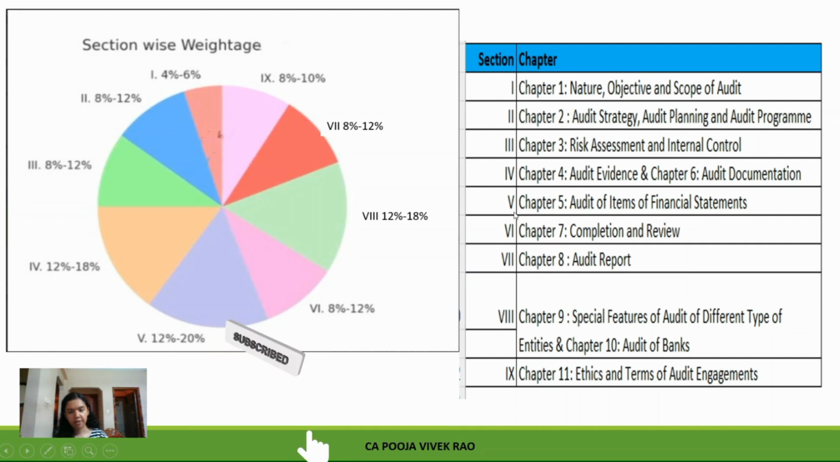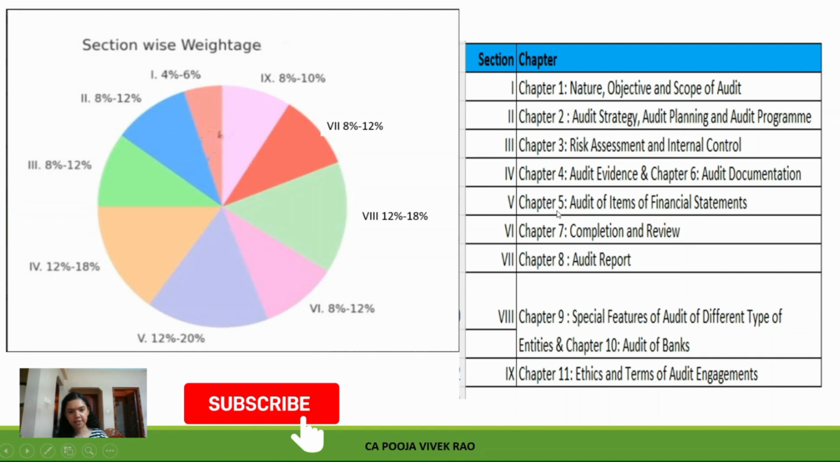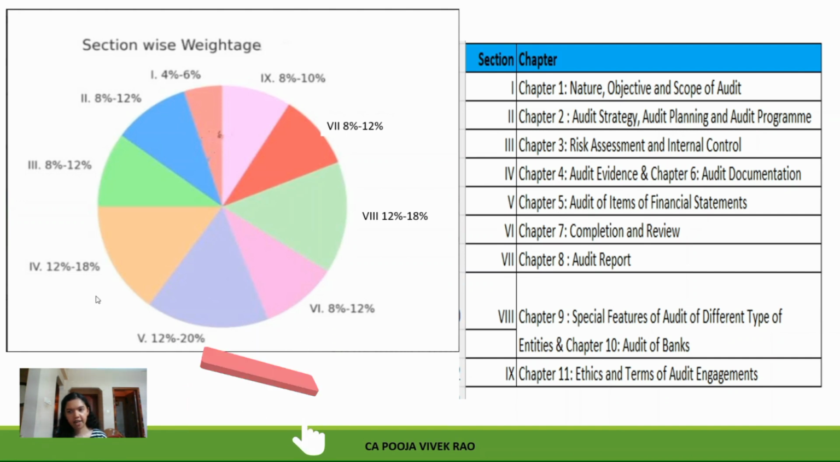And the chapter coming under section 5 is chapter 5, Audit of Items of Financial Statements. This chapter covers the audit of financial statement items, emphasizing key concepts like audit assertions, occurrence, completeness, valuation, etc., and their verification. It outlines specific audit procedures for balance sheet, income statement, and disclosures, using practical examples to demonstrate real world application.